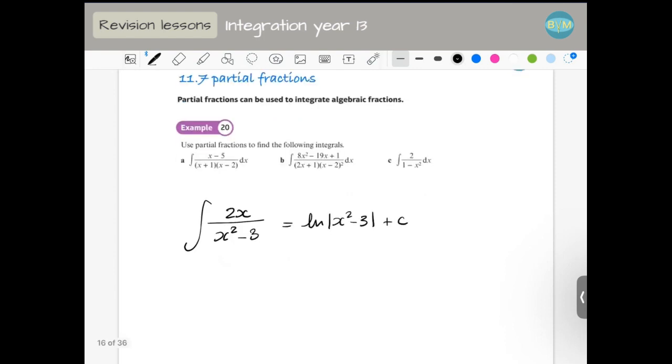If the numerator is the derivative of the denominator, you have ln. Another option would be something like 3x plus 1 divided by x, or something like this. What would you do with this one?